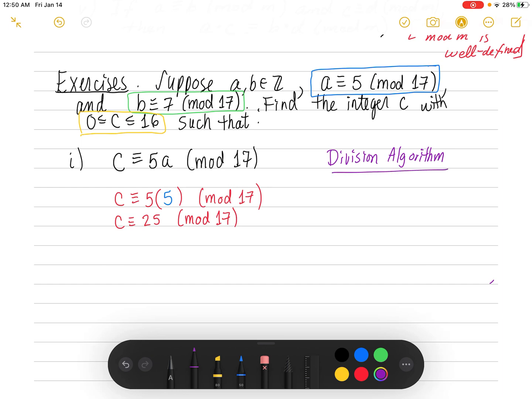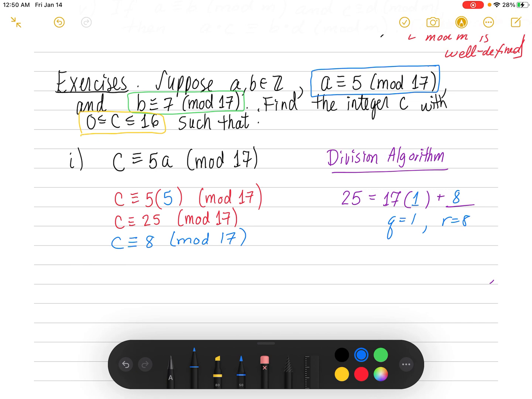I'm going to take the number 25, which C is congruent to. I'm going to divide it by the modulus, 17. I'm going to get a quotient plus a remainder, and my remainder is actually going to be the value of C. So let's find the quotient here. 25 divided by 17. Well, 17 goes into 25 exactly once, right? It has a remainder of 8. So my quotient is 1. My remainder is 8. So that means C is congruent to 8 mod 17.